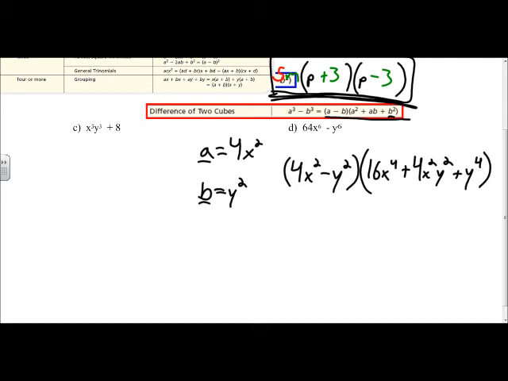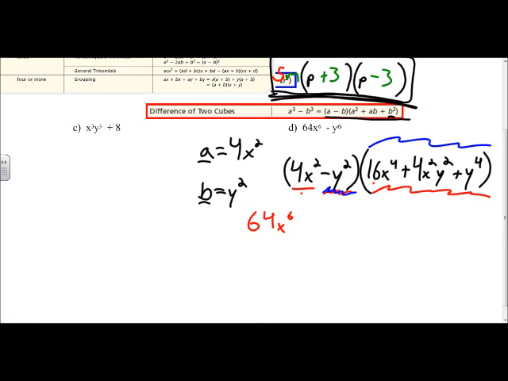So we have to do, like we did before, that double distribution. So we have to do 4x squared times all of this as 1, and then we'd have to do the negative y squared times everything as well. So we'll start with the 4x squared times everything. 4x squared times 16x to the 4th. 4 times 16 is going to be 64, and x squared times x to the 4th gives us x to the 6th.